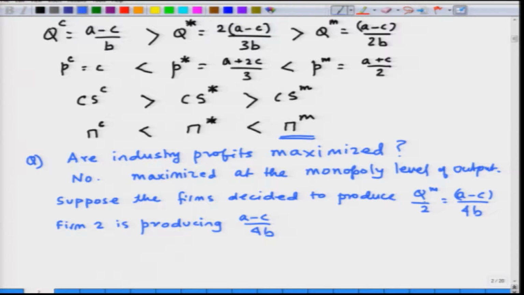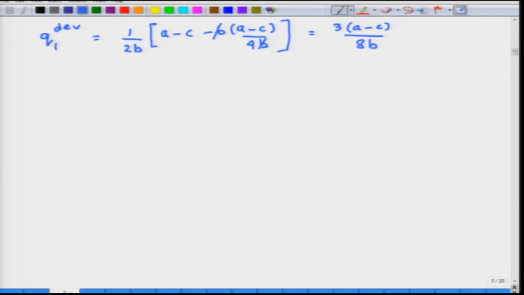So, when we said that the two firms are producing half of the monopoly output, even if firm 2 were to honor its word, firm 1 has a strictly profitable deviation and chooses an output from its best response function, and that output turns out to be 3 times (A minus C) by 8B. Now, let us ask, with this output what is the total quantity produced? You have Q1 deviation plus firm 2's output, which is half of the monopoly output, adding up to 3 times (A minus C) by 8B plus (A minus C) by 4B.